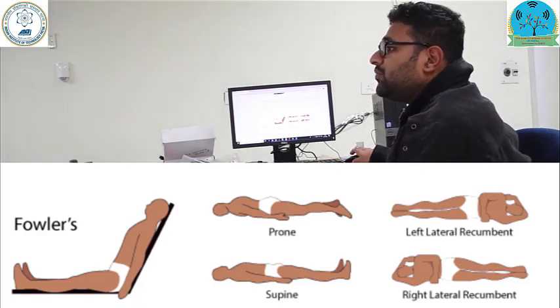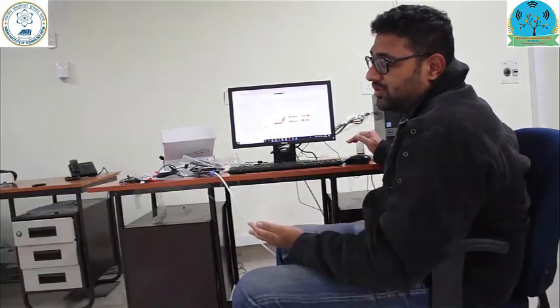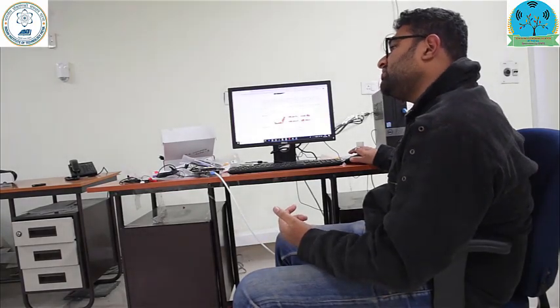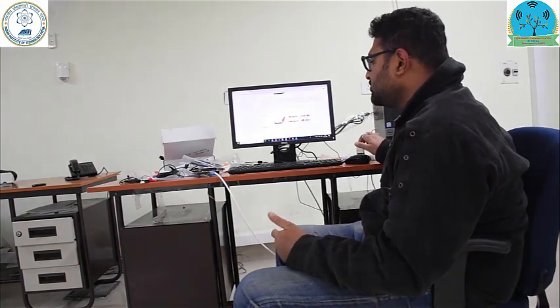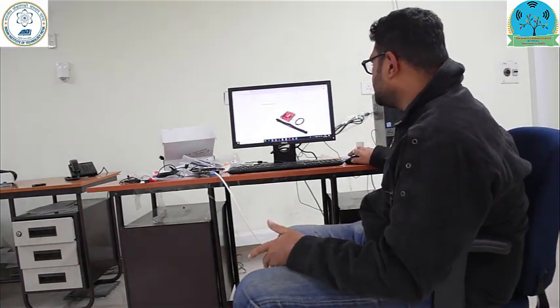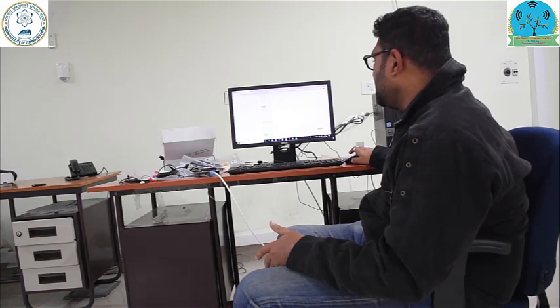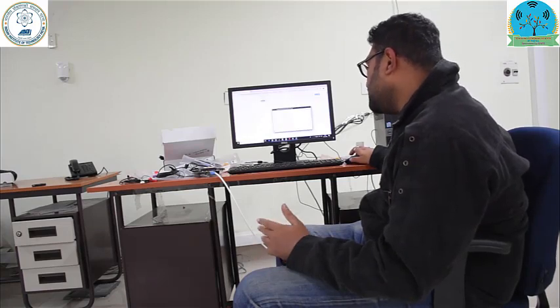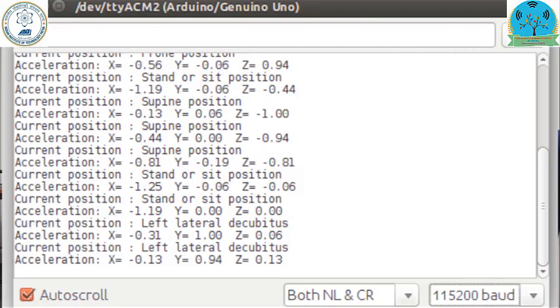So this is very important to continuously know in which posture the human body is, or in which posture the patient is lying. That is also very important when somebody is in an intensive care unit, or we need to know whether he is able to move in all the body postures or not. So this sensor plays a very major role. Moving ahead, you can see the values of the acceleration in the x-axis, z-axis and y-axis, and we use these values to predict the position.